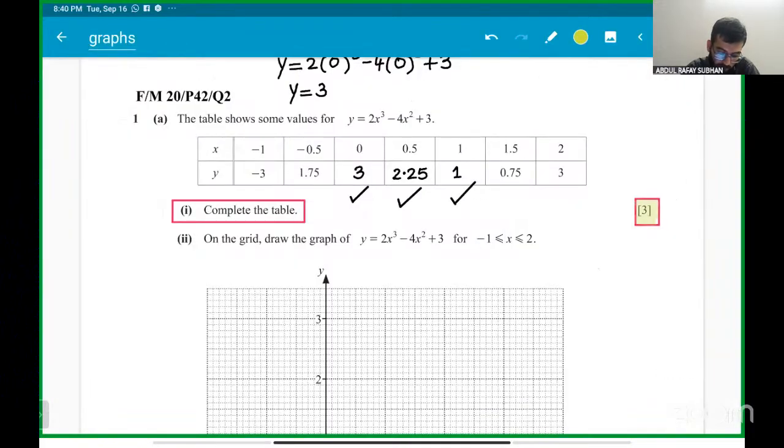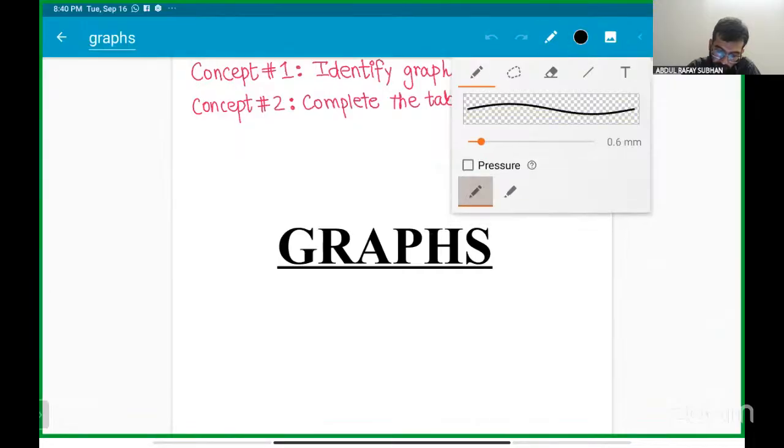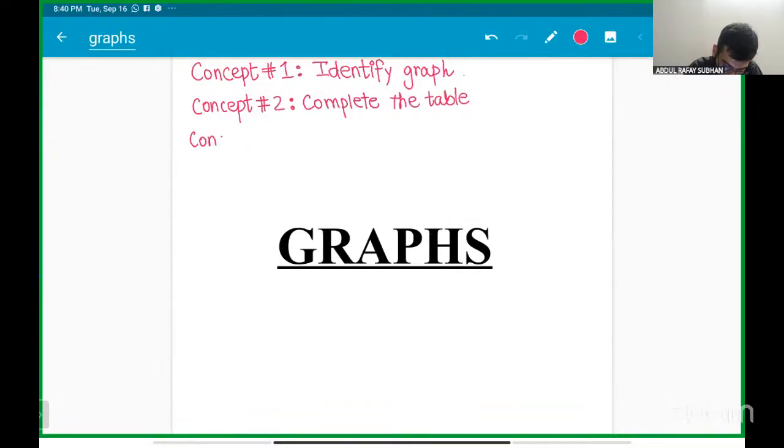And concept number 3 will come in, which is basically how do you sketch it? Concept number 3 is basically sketch, plotting the values of the graph. So you have to plot the graph and sketch. Okay. This also is not difficult.